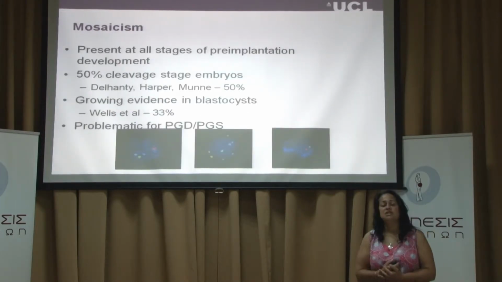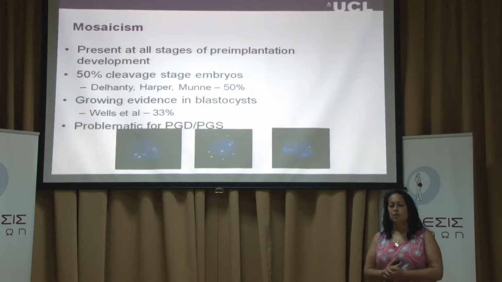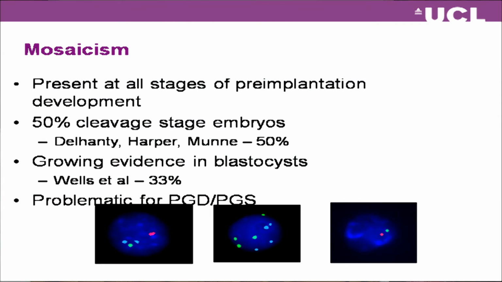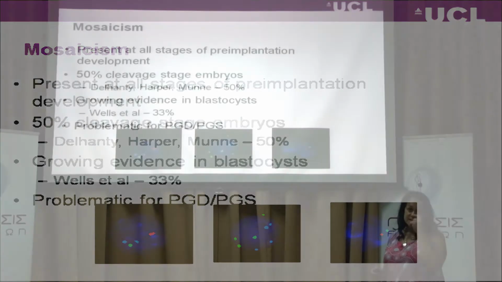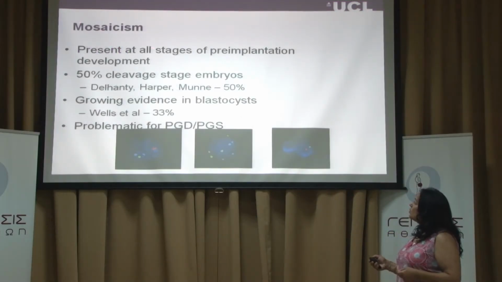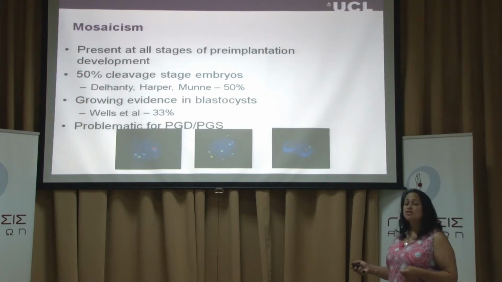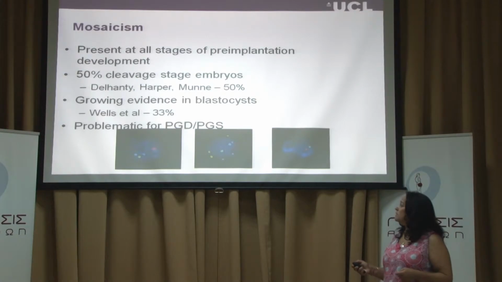So I just wanted to mention mosaicism, and this has been one of our problems with PGD and PGS. When we're doing embryo biopsy or biopsy of any tissue, we need to have that tissue representative of the sample that we've taken it from. And unfortunately, because of chromosomal mosaicism within human embryos, this is not the case. So it's present at all stages of pre-implantation development. Work by myself and Joy Delhanty, Santiago Munné and others showed more than 20 years ago that up to half of cleavage stage embryos are chromosomally mosaic.